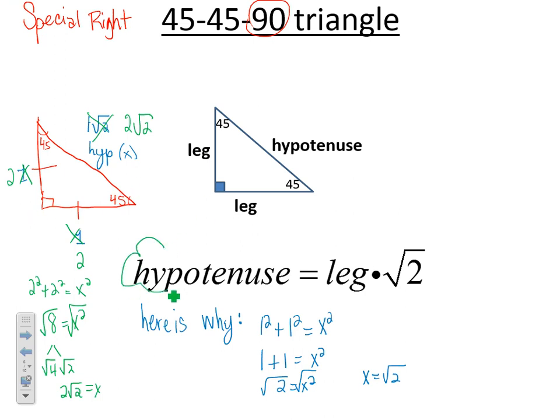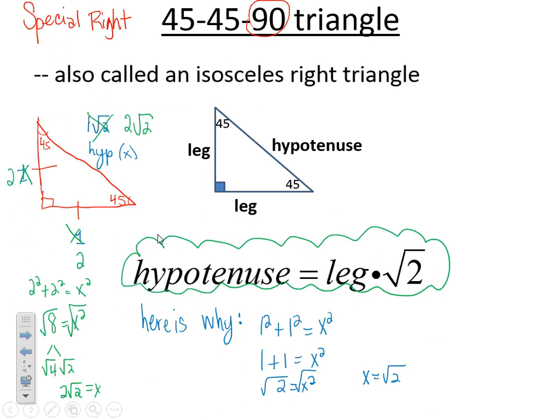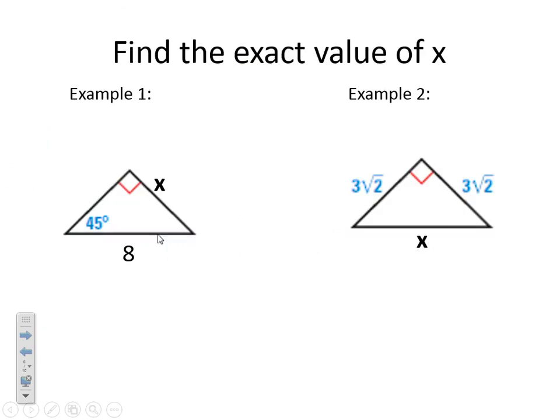So with that, we have this general equation that the hypotenuse is always the leg times the square root of 2. But that's why, because we use the Pythagorean theorem. And we have an isosceles triangle because the sides are equal and the base angles are equal. It works out really well. So we are going to do a couple examples of these isosceles right triangles.